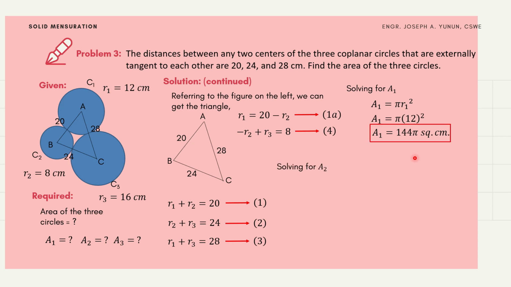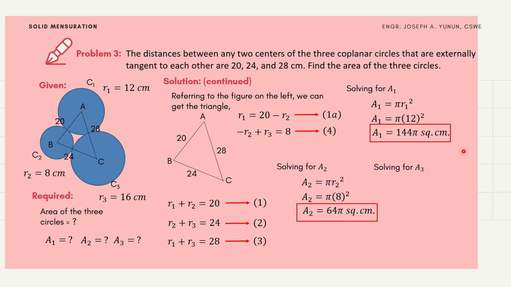And solving for A2, using a similar formula, A2 is equivalent to pi r2 squared. Then substituting radius 2, which is 8 centimeters, you get 64 pi square centimeters.